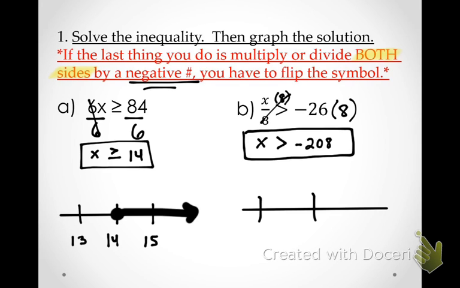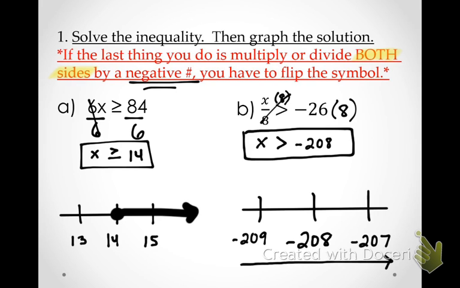JD, what goes in the middle? Negative 208. Now, sometimes we struggle with negative numbers, but I don't want you to struggle. Think about it like money. What would you have if you had less than negative $208? You would have less money. Negative 209. Okay? If you had $1 more than negative 208, what would you have? Negative 207. Okay, so reading from left to right, this is smaller and it's gradually getting larger.